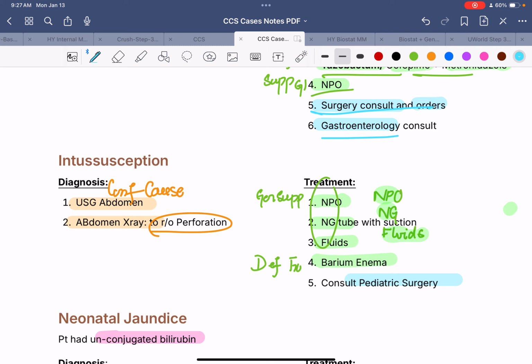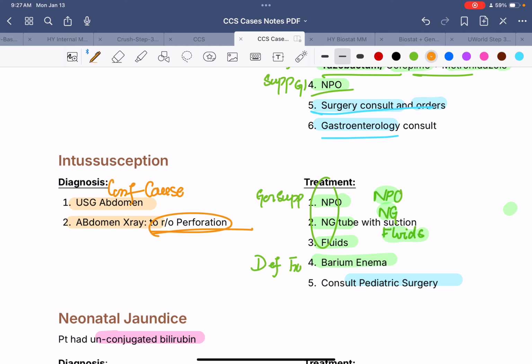So again, for any patient who is presenting with acute abdomen, always rule out perforation first with an X-ray abdomen. Fast forward to the results and find out that there is no air under the diaphragm, and then get an ultrasound of the abdomen that is actually going to confirm the cause of intussusception. For treatment, of course, the patient is going to surgery just like for ischemic colitis.